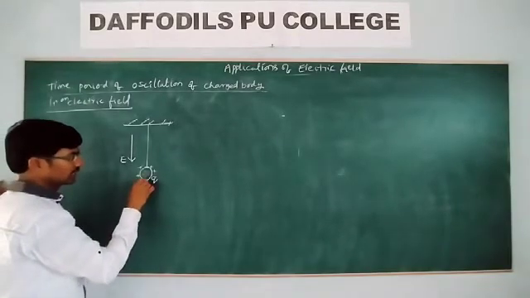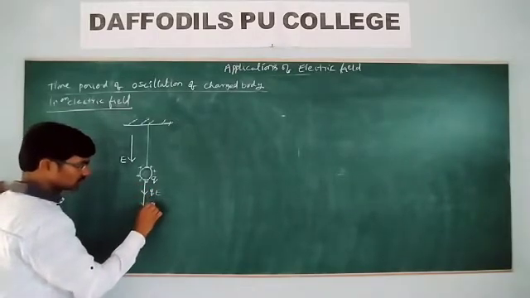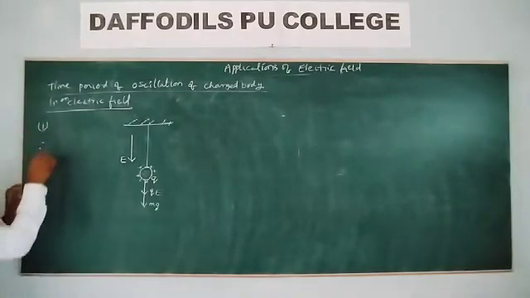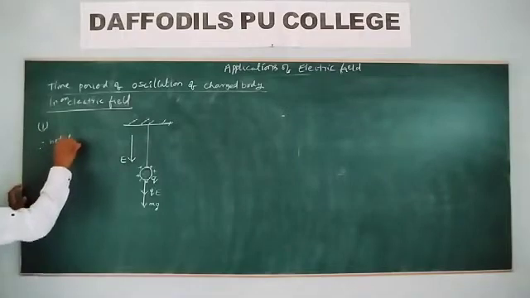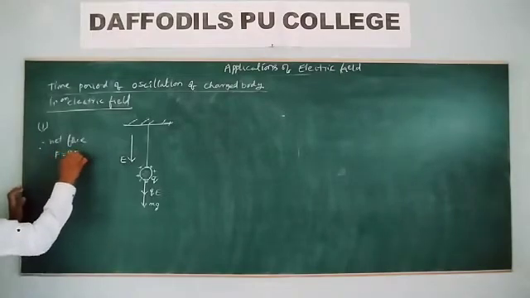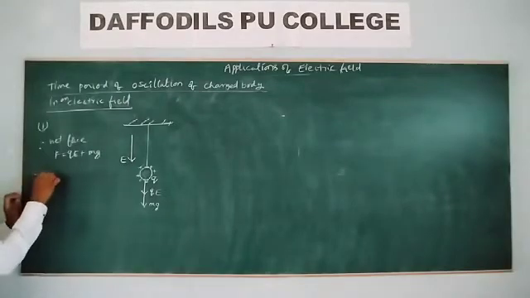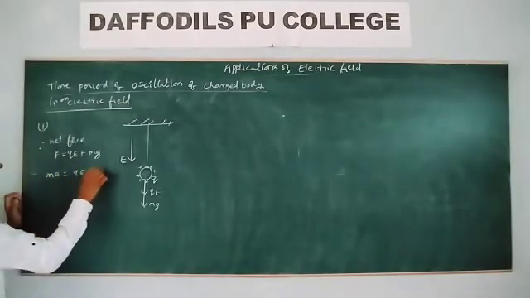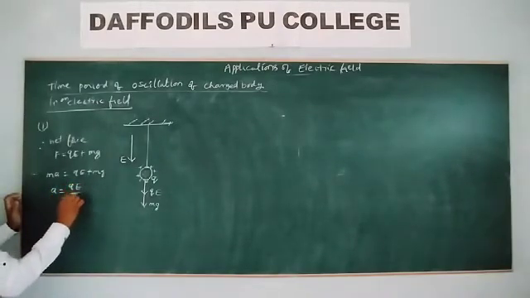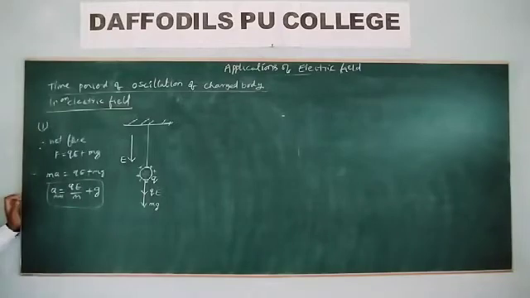So let's write here: QE is in the downward direction, and mg is also in the downward direction. Therefore, the net force acting F is equal to QE plus mg. Then what is the acceleration? ma is equal to QE plus mg. Then a is equal to QE by m plus g. So this is the net acceleration of the charged particle.